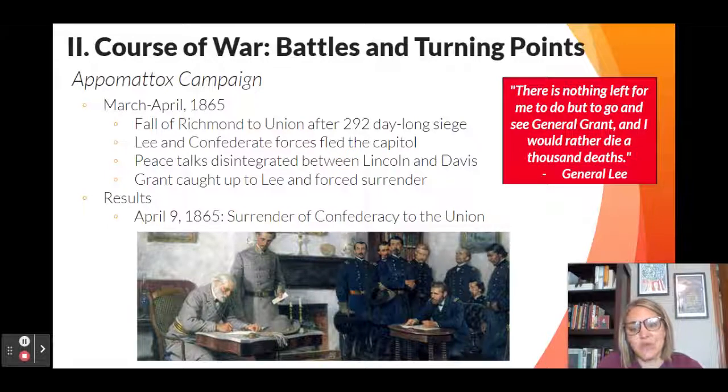that. And so Grant ends up catching up to Lee, a little bit of a game of cat and mouse there, as Grant would catch up and Lee would get away. Small battles took place with high casualties, and eventually Lee says, "There is nothing left for me to do but go and see General Grant, and I would rather die 1,000 deaths." Results: April 9th, 1865, is the surrender of the Confederacy to the Union.